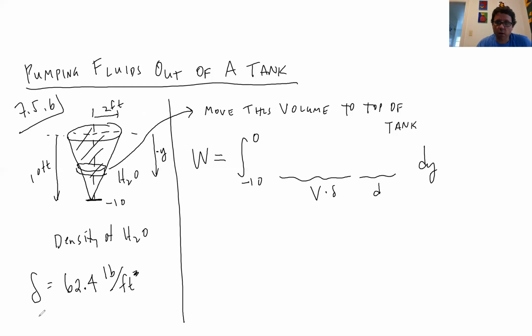So here we go. The distance that I have to move it, if I set up my axis system this way, is just the negative of whatever the y coordinate is. You can see if I'm at the very bottom of the tank, y is -10. How far do I have to move it? 10 units. So that means I have to take the negative of whatever my y is.